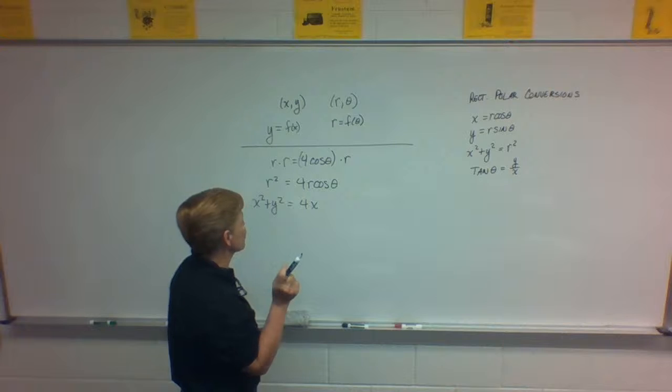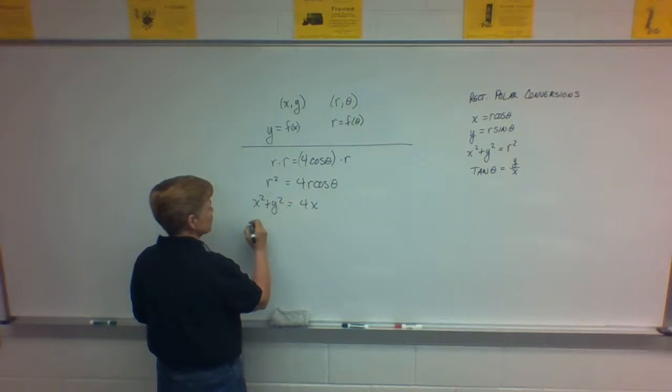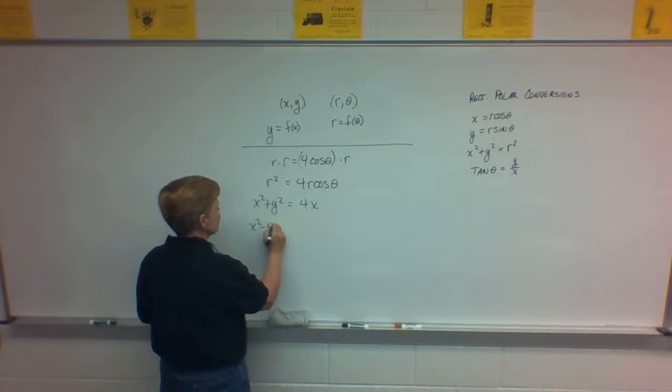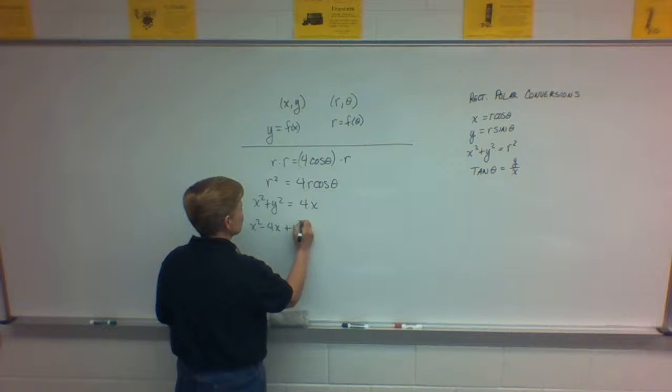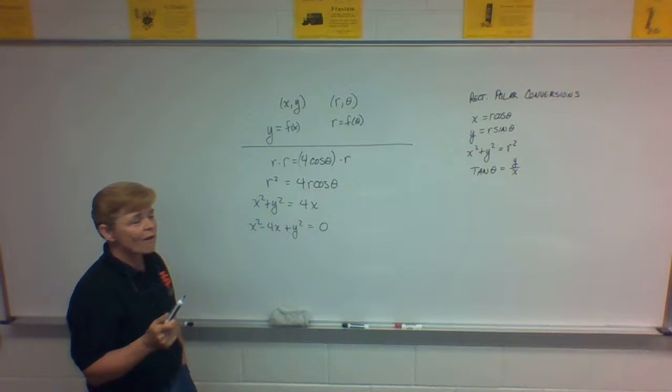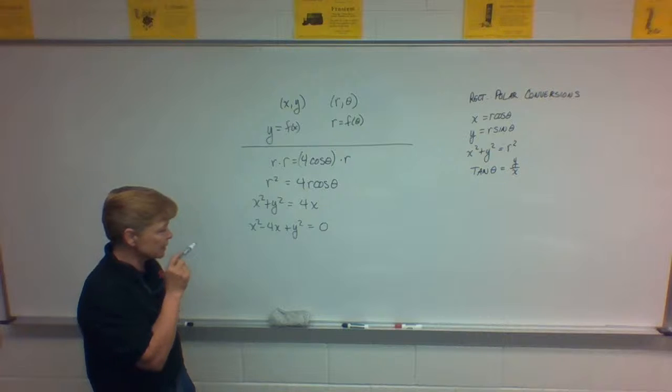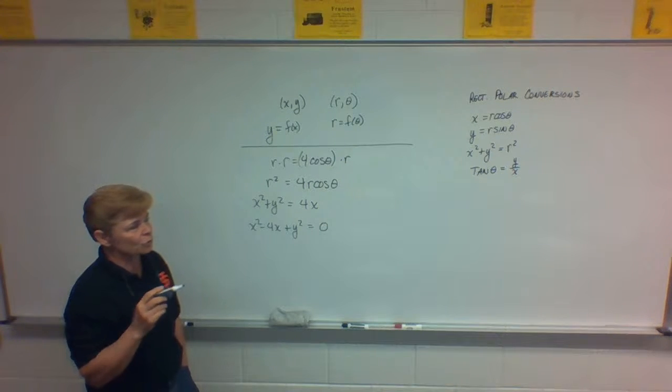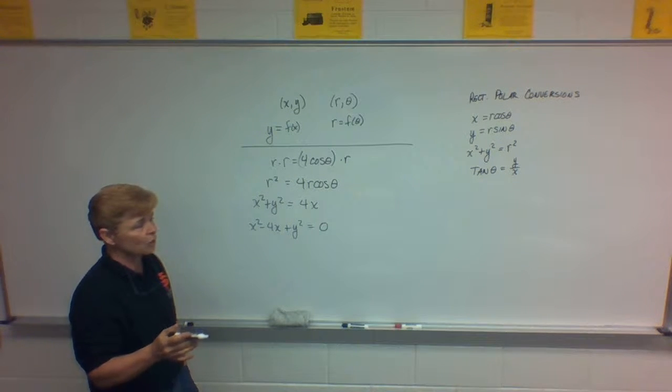This takes a little more work. We're going to bring this over here. It's going to be x squared minus 4x plus y squared equals 0 for right now. Just for right now. Now we're going to have to do something to this that you haven't done for a long time, so I'm going to remind you how that goes.